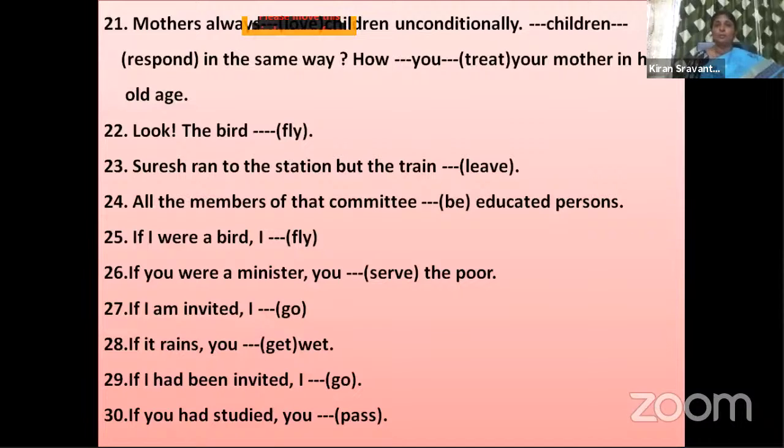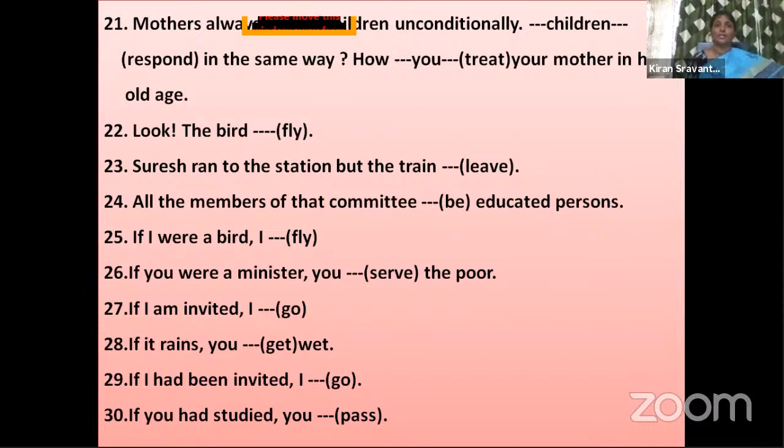Then children means plural. So how to frame an interrogative sentence? Do children respond in the same way? With the plural subject, do we use do children or does children? Do children. With the plural subject, we use do. Do children respond in the same way? Then again, you. Even with you also, do we use do or does? Do only. So how do you treat your mother in her old age?